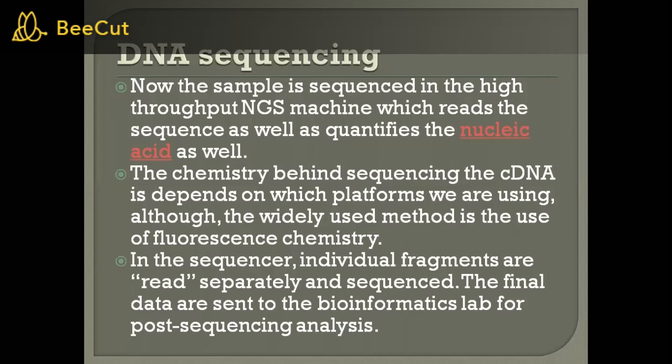The chemistry behind sequencing the cDNA depends on the platform that we are using, although the widely used method is fluorescence chemistry. Depending on the platform, we have modifiers and we carry out the sequencing. In the sequencer, individual fragments are read separately and sequenced. The final data are sent to the bioinformatics lab for post-sequencing analysis.